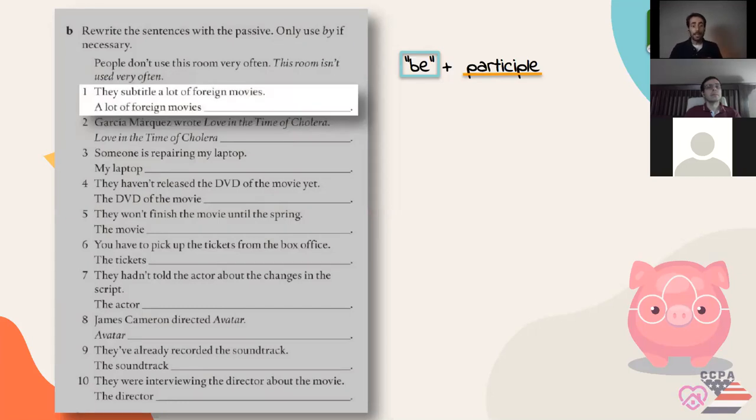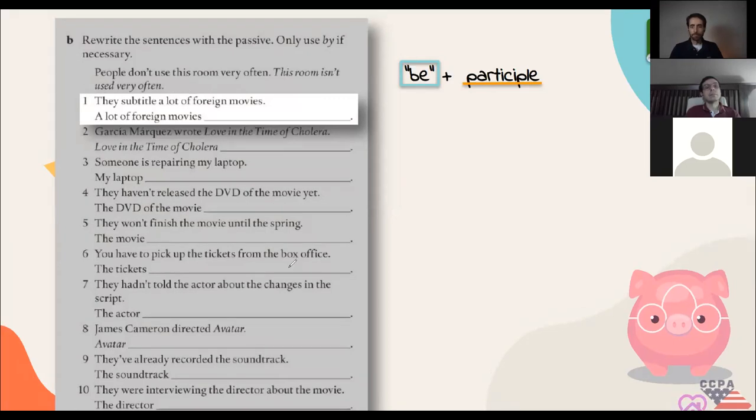So let's see how we do with this one. We have here, they subtitle a lot of foreign movies. So for this case, what is our verb in the active form? What is the verb that we have in that sentence? You can write it in the chat section. They subtitle a lot of foreign movies. What is our verb there? Subtitle. Okay, thank you, Robert. Right, that's correct. This is our verb, subtitle.